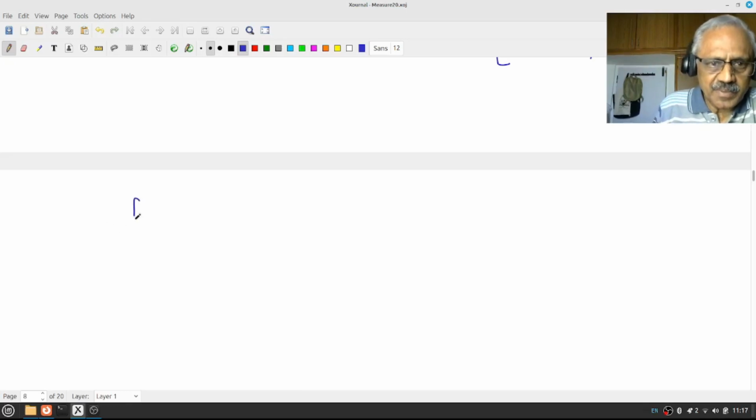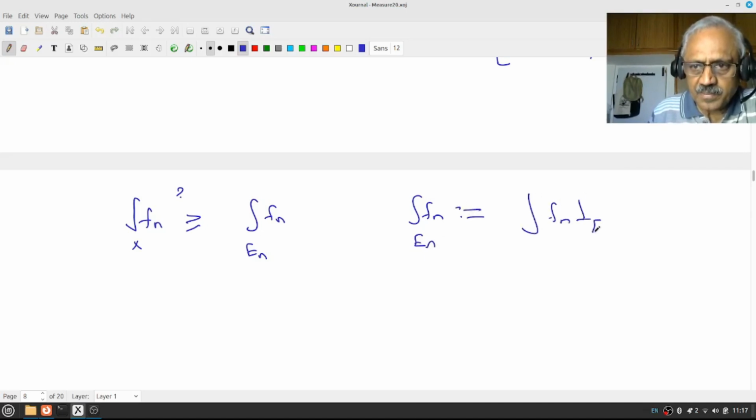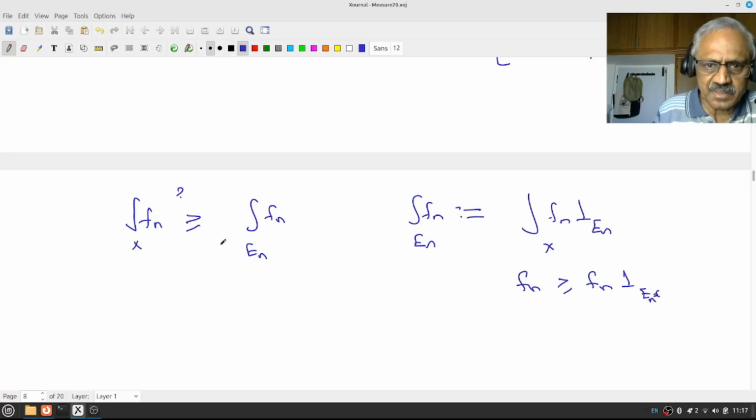So let us look at the integral of fn now. The integral of fn, this is all over X, is certainly greater than or equal to the integral of fn over En. Why? Because the integral of fn over En by definition is the integral of fn times the indicator function of En over X. Now fn is greater than or equal to fn times the indicator function of En of x. Therefore, by monotonicity of the integral, this is clear. This is a small proof just to make sure.